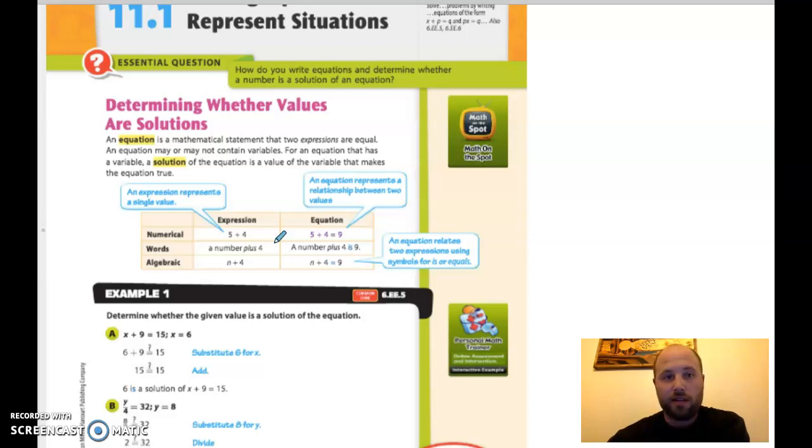So let's get started. An equation, I'm just going to read this up here. An equation is a mathematical statement that two expressions are equal. An equation may or may not contain variables. For an equation that has a variable, a solution of the equation is the value of the variable that makes the equation true. So yesterday when we did those equations, I told you to take your answer and plug it back in for your variable.